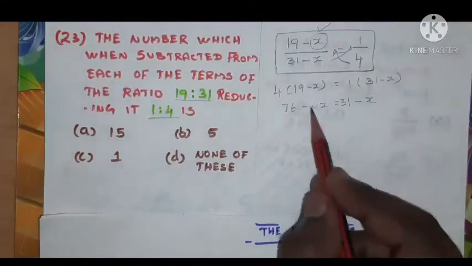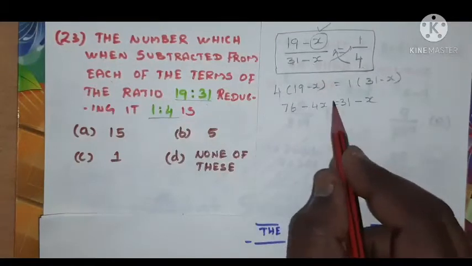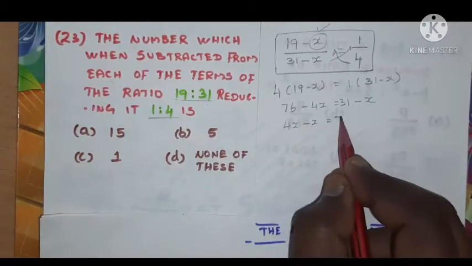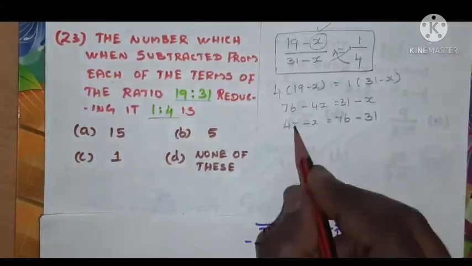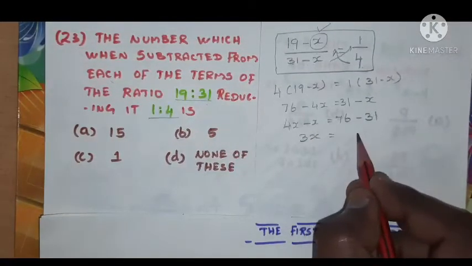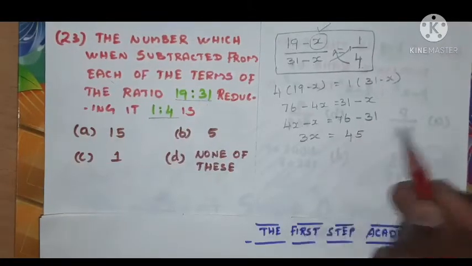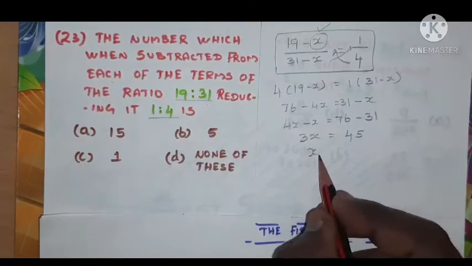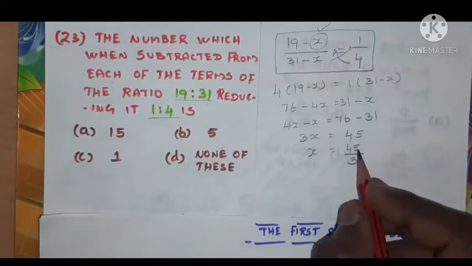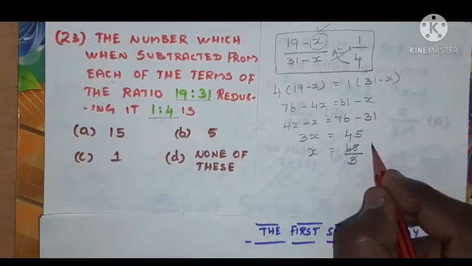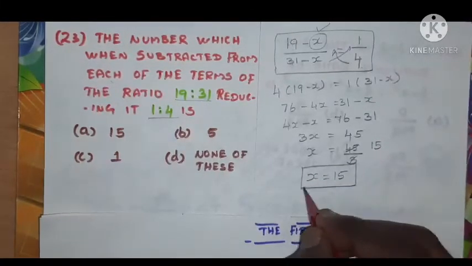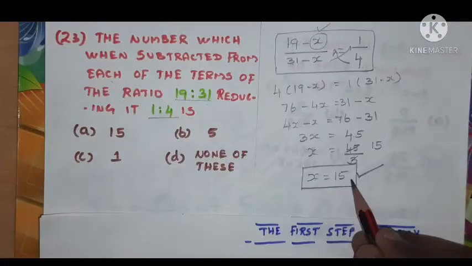Right? Next, bring x to one side and all other constant numbers to the other side. Hence 4x minus x is equal to 76 minus 31. 4x minus x is 3x, which is equal to 76 minus 31, which is 45. Hence x we need to find, so 3 will come to this side and become division, so 45 divided by 3. Further we can cancel, 1 3 is 3, 5 3s are 15. So x is equal to 15. Hence that number x is 15.